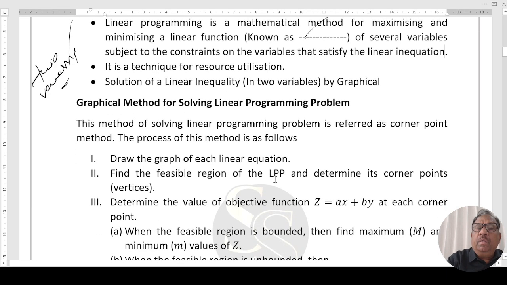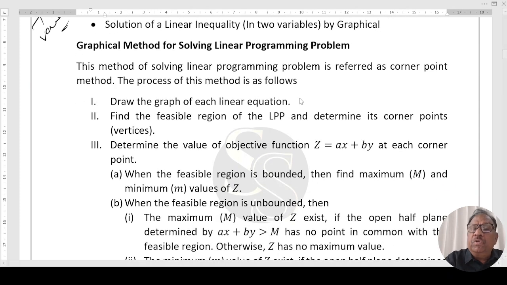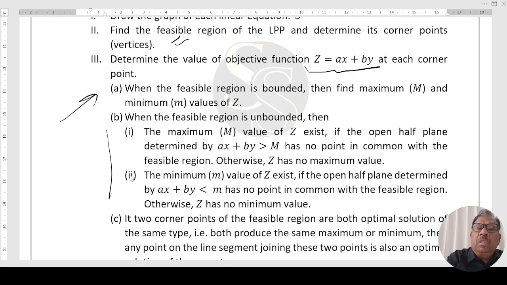Solution of linear inequalities in two variables by the graphical method. First, draw the graph of each linear equation. Find the feasible region and determine its corner points. Determine the objective function, and determine the value of the objective function ax plus by at each corner point. If it is a bounded region, the maximum will be the maximum and the minimum will be the minimum. When the region is unbounded, the maximum value of z exists if the open half plane determined by ax plus by greater than the maximum has no point in common with the feasible region. Otherwise, z has no maximum value. This is discussed in the coming questions.